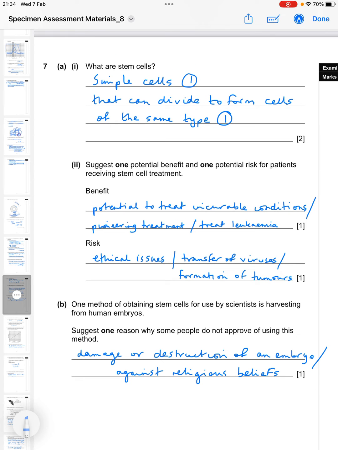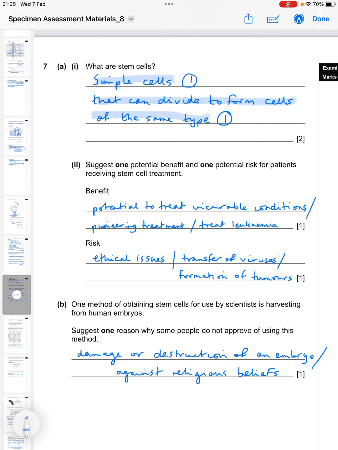7a, part 1, what are stem cells? Well, again, if you've seen the foundation tier, you'll see that you were able just to select the words from the ones in bold, but in the higher tier they're asking you to actually write it out yourself. So they are simple cells that can divide to form cells of the same type. So that's your 2 marks, simple cells, and then divide to form cells of the same type.